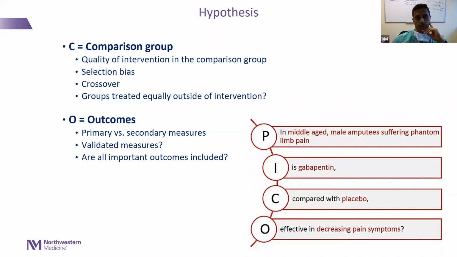And finally, the specific outcomes that you're measuring. So primary versus secondary measures, and are these measures actually validated for what you're looking for, and are all important outcomes included? So here we're looking at decreasing pain symptoms. So presumably you'd look at VAS leg, let's say.